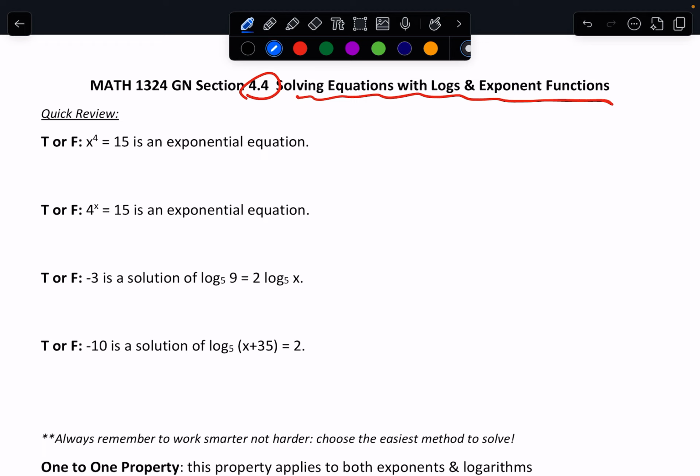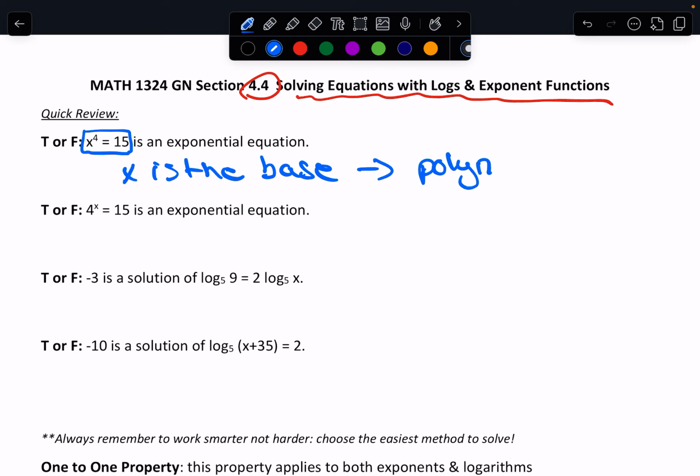So true or false, x to the power 4 equals 15 is an exponential equation. If we look at this equation right here, x is the base and 4 is the exponent. Since x is the base, this is a polynomial equation. So this one is false.